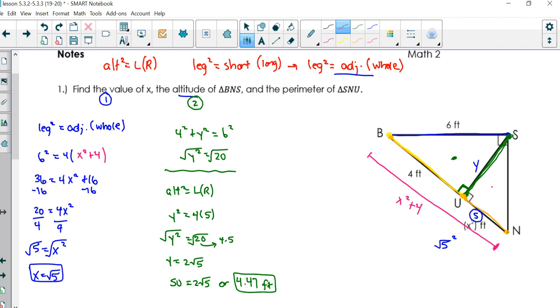Okay, and then the last question is to find the perimeter of triangle SNU. So SNU is talking about here to here to here. So I'm just trying to find the perimeter of this small triangle. Well, I already know that one side is 5. I just figured out that this one is 4.47 or 2 root 5. We can use either or. The approximate answer is fine. And then this one right here is the hypotenuse.